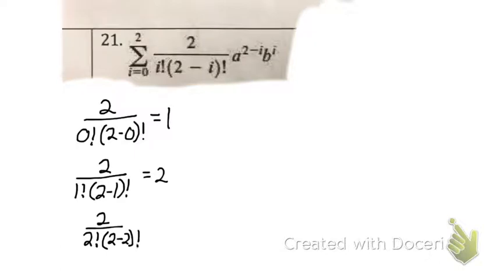Let's keep going. Now we'd have 2 over 1 factorial times 2 minus 1 factorial. Well, 1 factorial is just 1. 2 minus 1 is 1. That's also 1. So we have 2 over 1, which would just equal 2. Our final coefficient would be 2 over 2 factorial times 2 minus 2 factorial. Well, 2 minus 2 is 0. 0 factorial is 1. So this is really just 2 factorial, which is 2. This should turn into 2 divided by 2, which should equal 1.